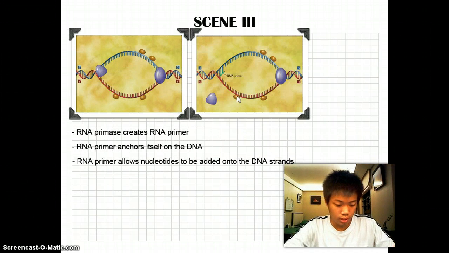In scene 3, RNA primase anchors itself on the DNA strand and creates the RNA primer. The RNA primer allows nucleotides to be added on, or Okazaki fragments. On the leading strand, the RNA primer is situated far from the fork. And on the lagging strand, the RNA primer is situated near the fork. On one side note, there will be multiple RNA primers on the lagging strand, while there will only be one on the leading strand.